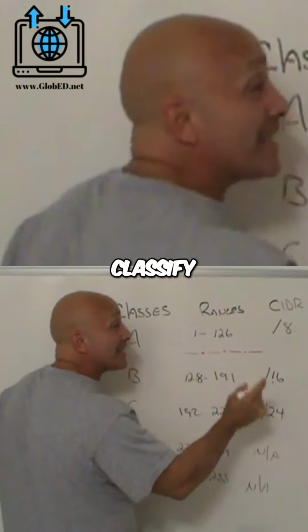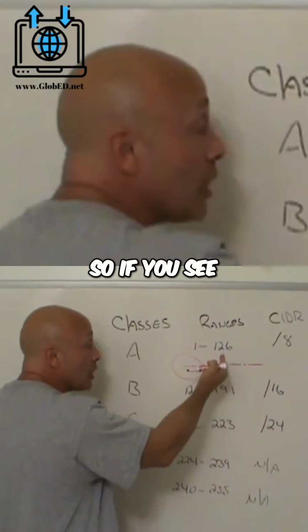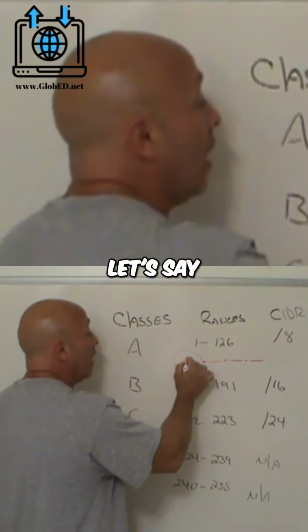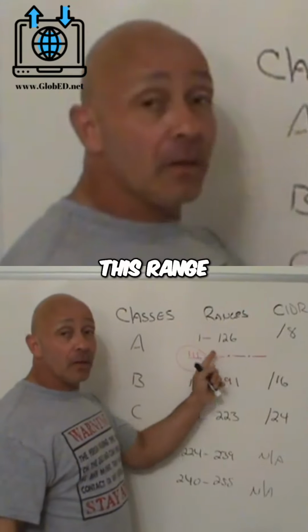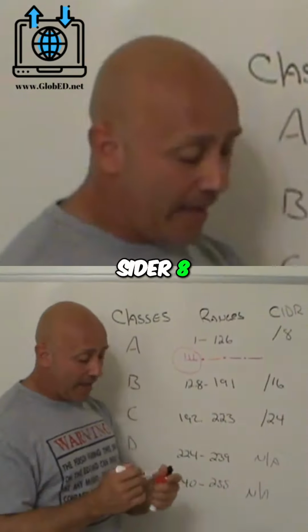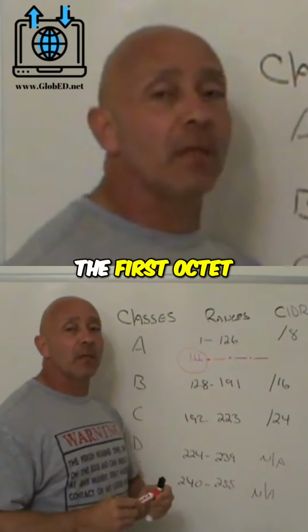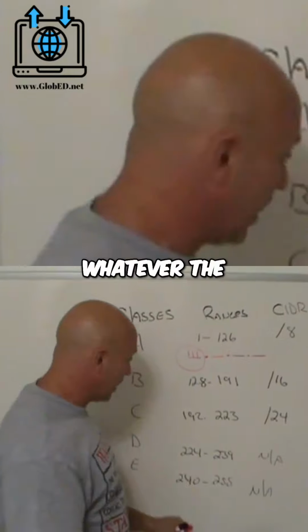So when we classify an IP address, we're looking at the first octet. So if you see that there's, let's say, a 111 here, well, that falls in this range, therefore that's a class A. By default, it will have a CIDR 8. So by looking at the first octet is how we know if it's a class A, B, or C, or D or E, whatever the case may be.